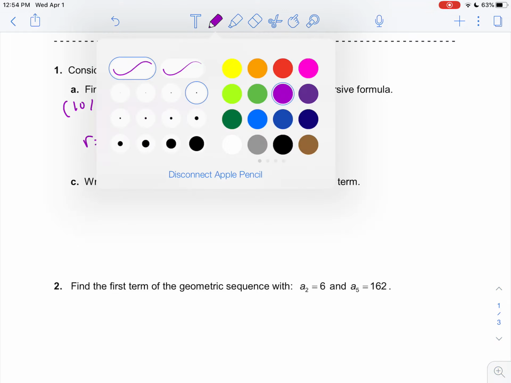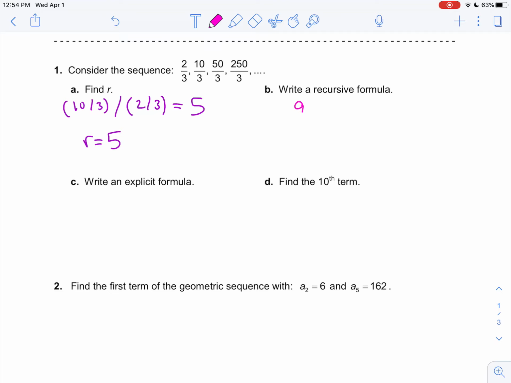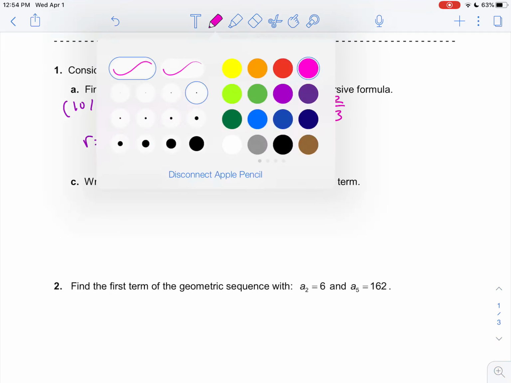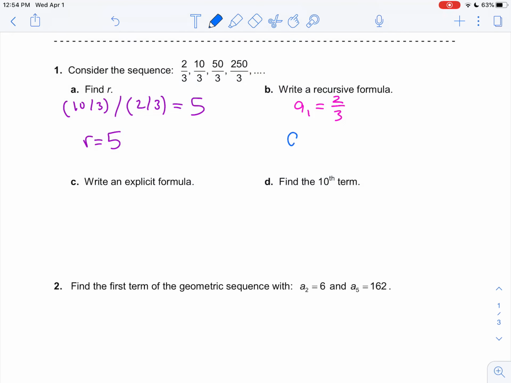So now I'm going to write a recursive formula. Don't forget there's two parts. The first one is so easy. Write down the first term. Now I need a rule to get from one term to the next. In this case, we just figured out that we're multiplying by 5 every time. So 5 times the previous term, and a sub n minus 1 is the previous term.